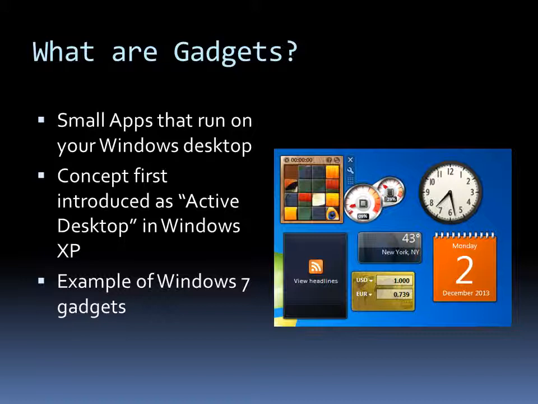Now first we got to ask, what are gadgets? Gadgets are simply small apps that run on your Windows desktop. This concept was first introduced as Active Desktop in Windows XP and has continued on all the way to Windows 7.